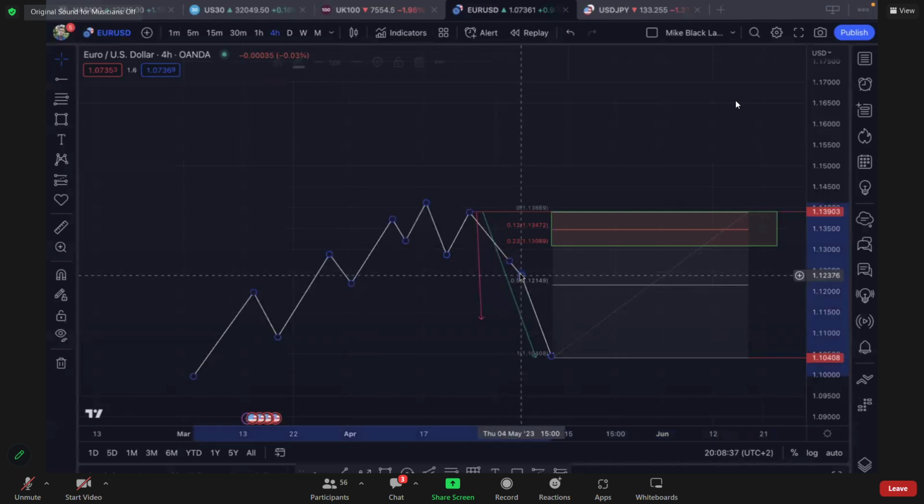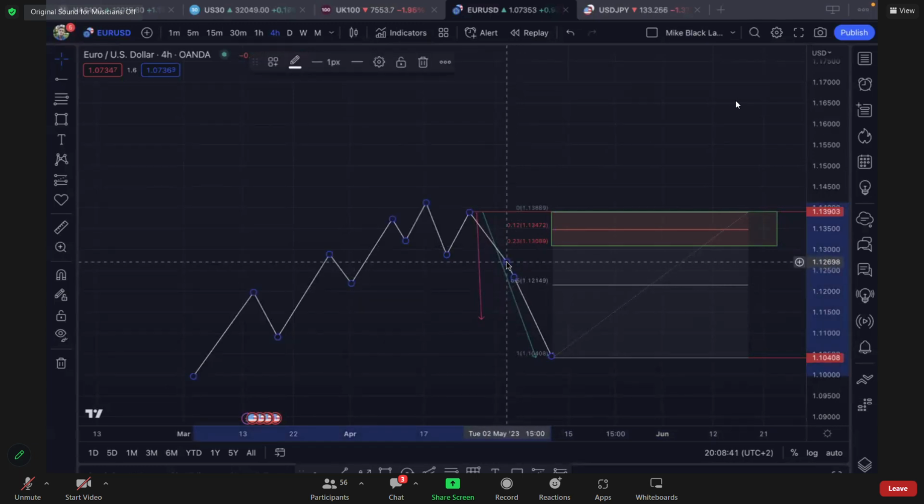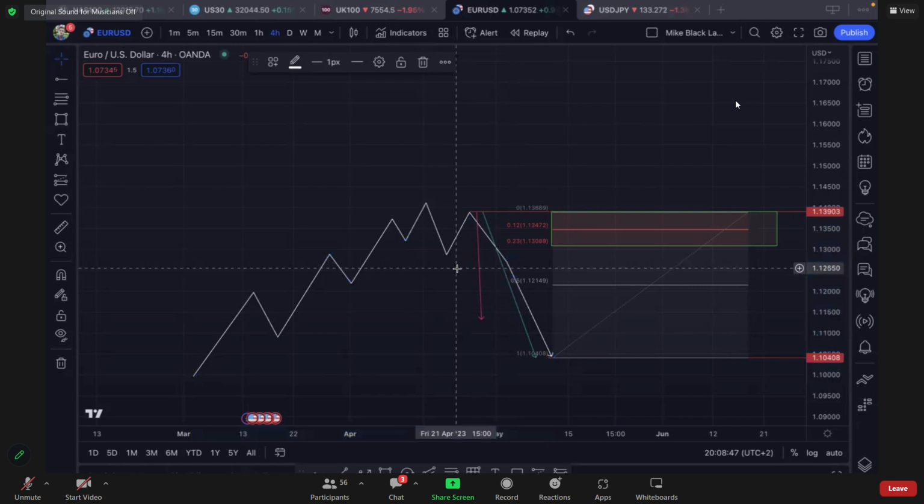Then what we would do is we would wait till price comes to our point of interest, which is our Sasha zone. Let me just see, my phone's going crazy. Sorry about that. Okay. It's off now.